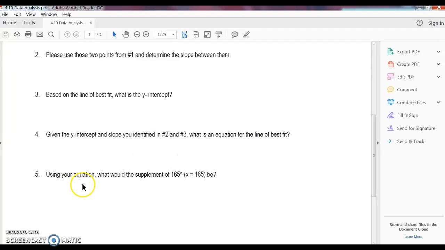And then, once we have that equation, you can use it to predict the supplement of any given angle, and in particular, I'd like for you to practice using it to find the supplement of the angle 165 degrees. So your x value for your newly found equation is 165.